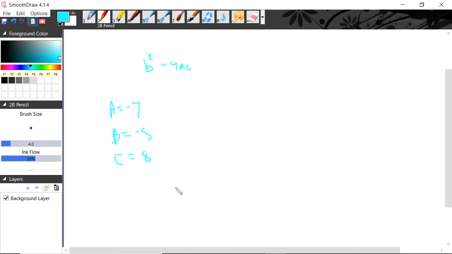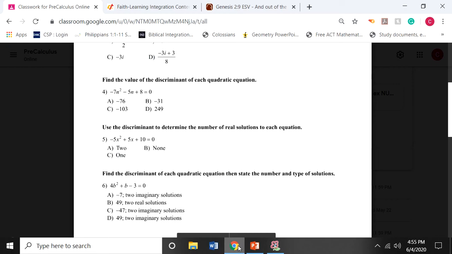Can't reduce any of those, so I'm just going to plug in here. So it's going to be negative 5 squared minus 4 times negative 7 times 8. So it's going to be 25 plus, because that's a ding ding, 4 times 7 times 8. 4 times 7 times 8 is 224. Had to use the calculator on that one. And that's going to be 249 is your answer for that one. So D.